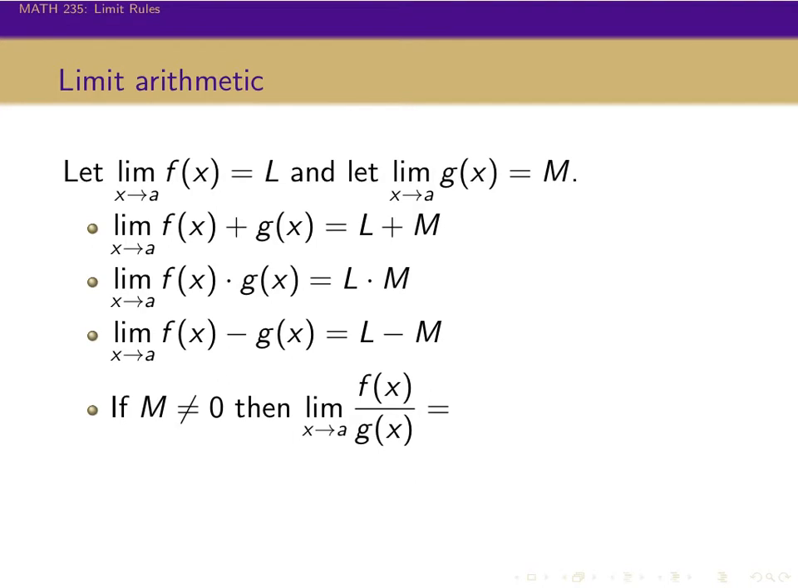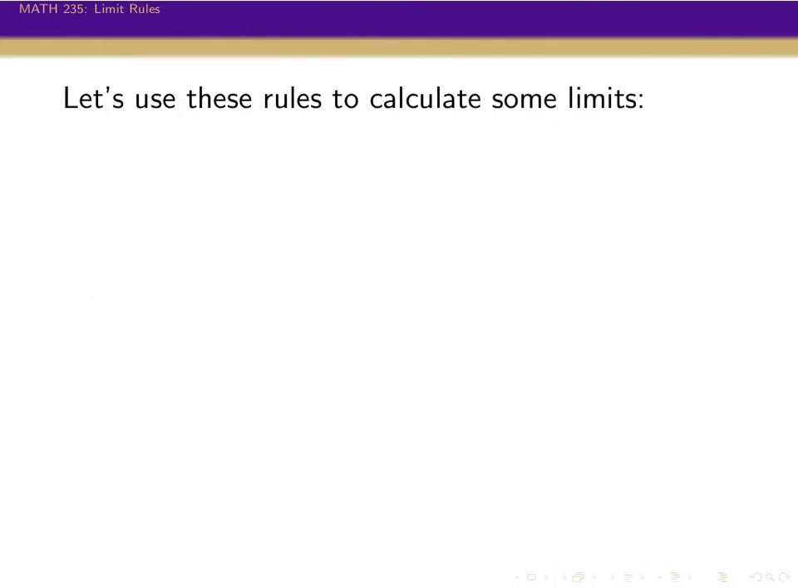And then lastly, if m is not equal to 0, and we look at the ratio f of x divided by g of x as x goes to a, well, so long as m's not equal to 0, we're going to get L over m. So all of this just makes sense. Once you know the limit of f of x and g of x individually, we can do this basic arithmetic, adding, subtracting, multiplying, dividing, so long as it makes sense and it plays well with the limits. So let's use these to do some limits.